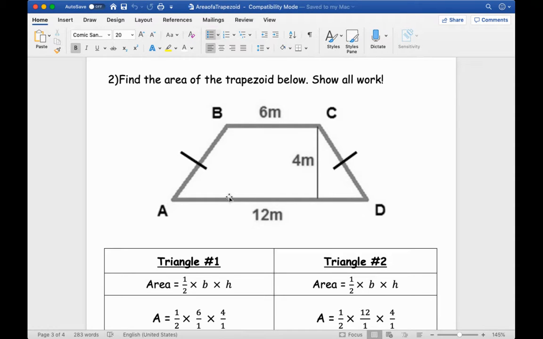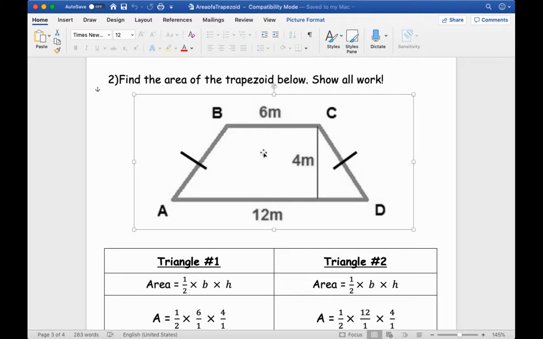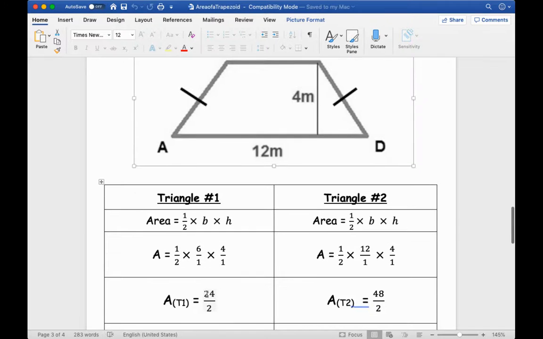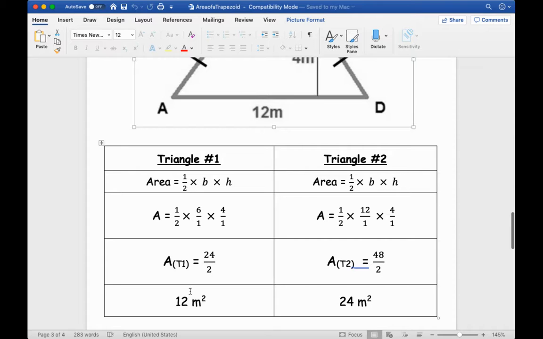This would be the height. Well, look, that's the same height as this. So the height of triangle ABC would be 4. So I'm using 1/2 times the base, 6, times the height, 4. You get 24/2, which gives you the area of triangle ABC is 12.